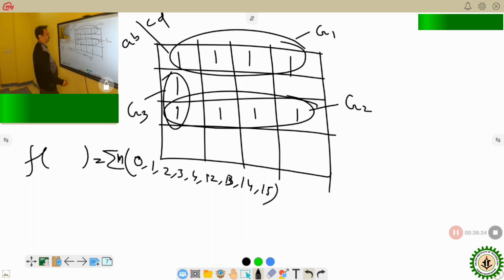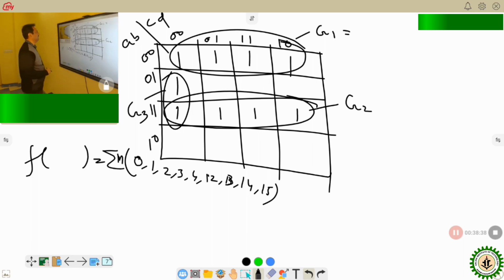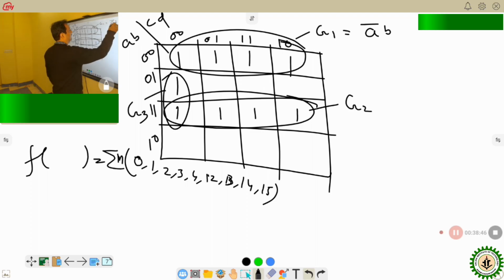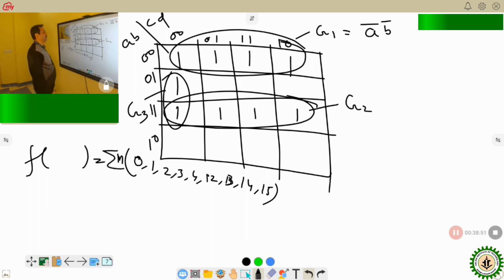So what is the value? This is 0, 0, 0, 1, 1, 1, and 1, 0. The only unchanged variable is A, B. What is the value of A B? 0. So that is why in group 1, this is A bar, B bar. And in group 2, the only unchanged variables are A B. So this is 1. So that means this will be AB.